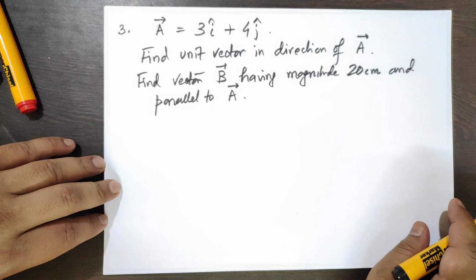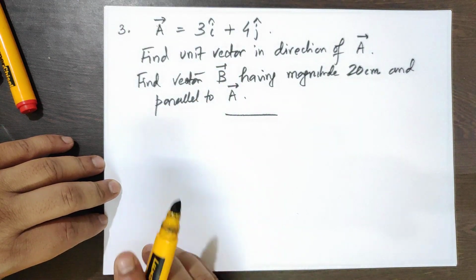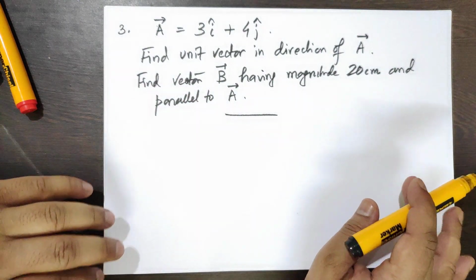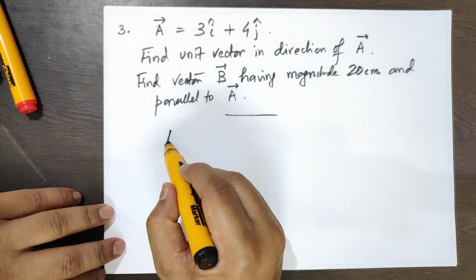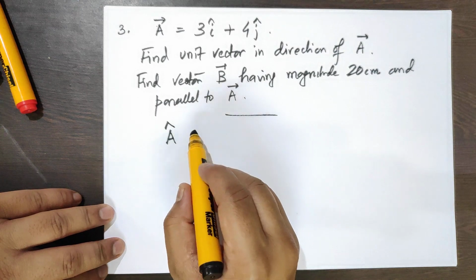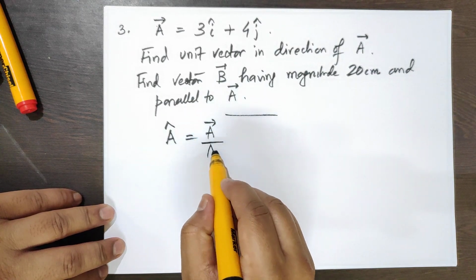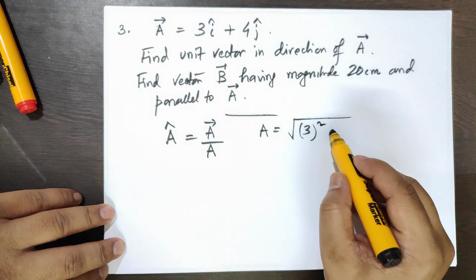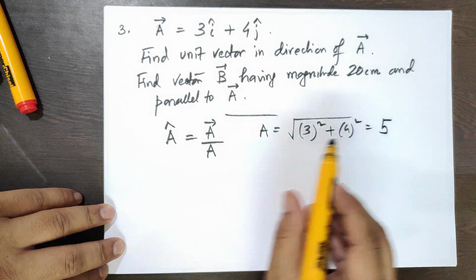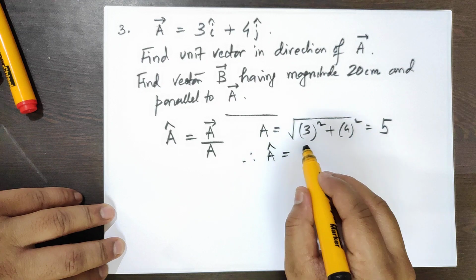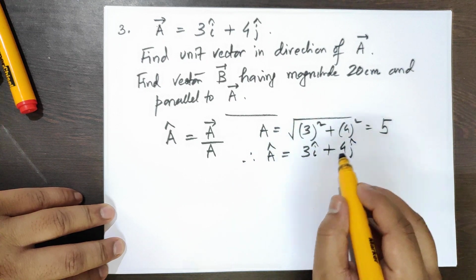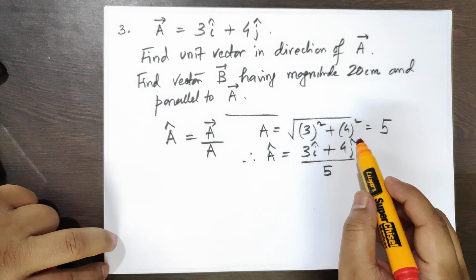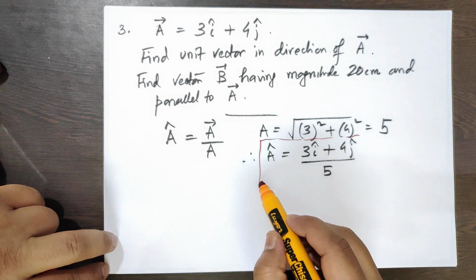Now this is vector A, find unit vector in direction of A. So how to find unit vector? You know the definition. Unit vector in direction of A, A cap, is given by vector A by magnitude of A. So magnitude of A is root over of this in terms of the components, 3 square plus 4 square, that's 5. So therefore A cap is 3 i cap plus 4 j cap divided by 5. So this is unit vector in the direction of A.